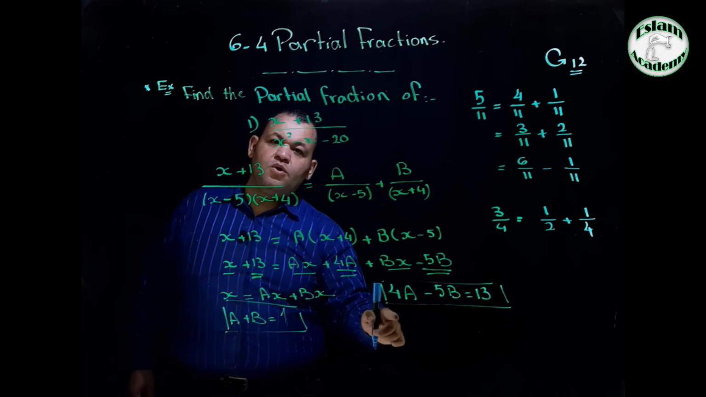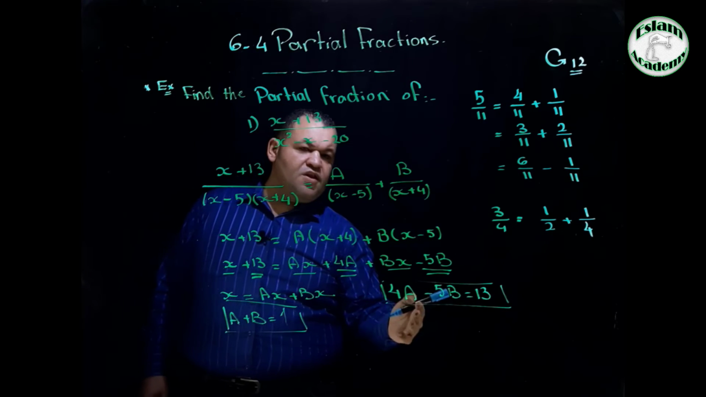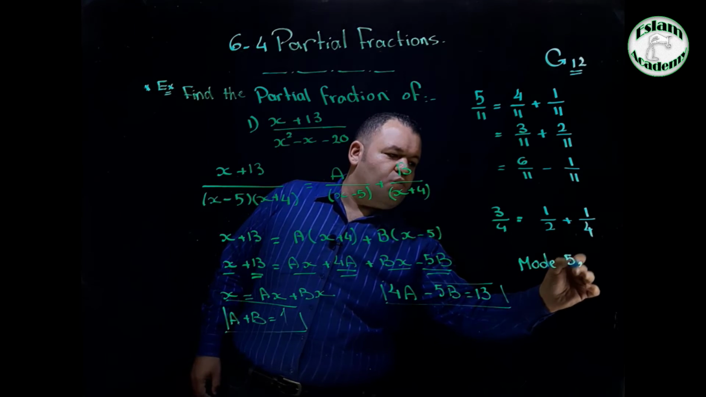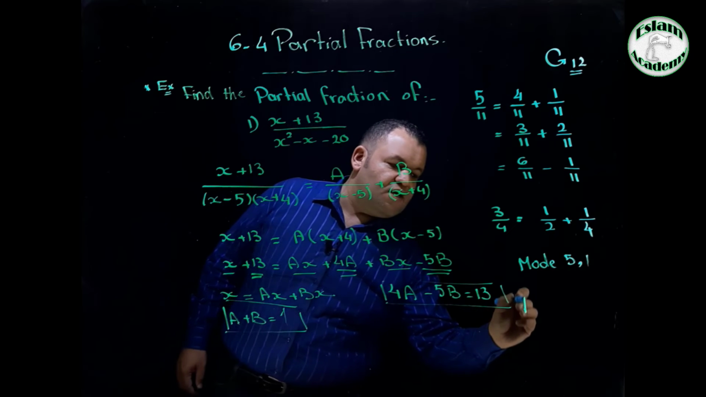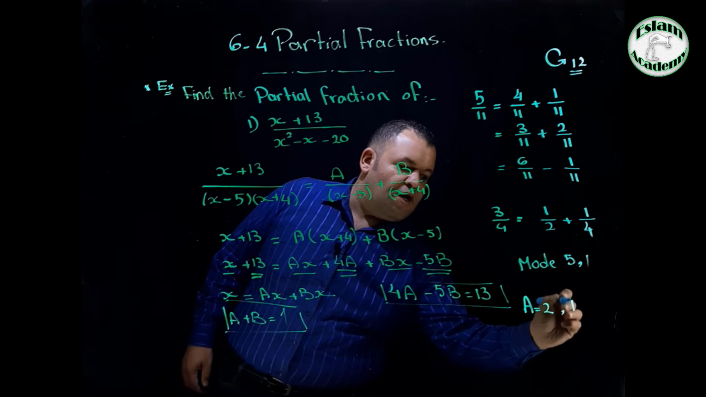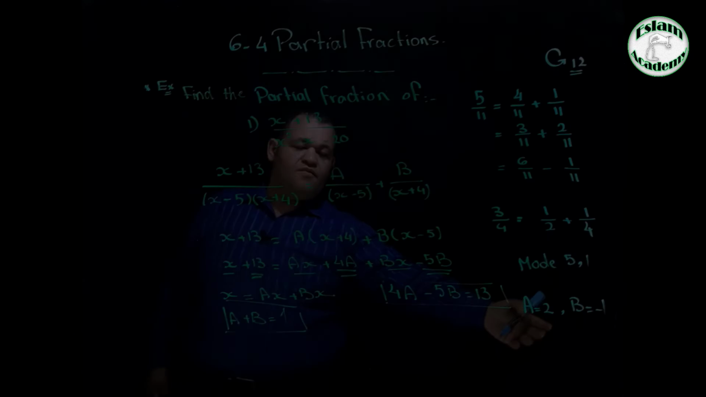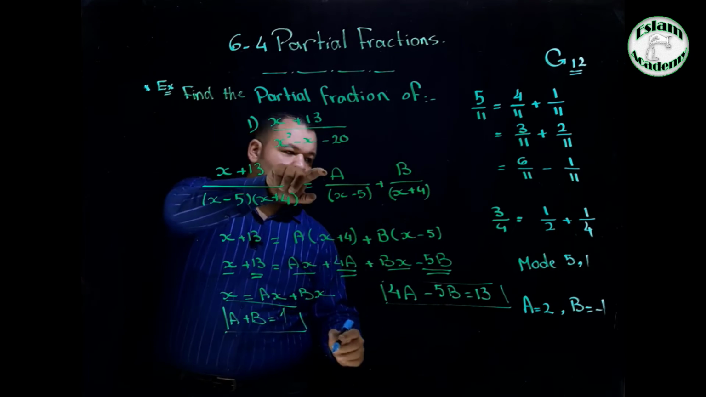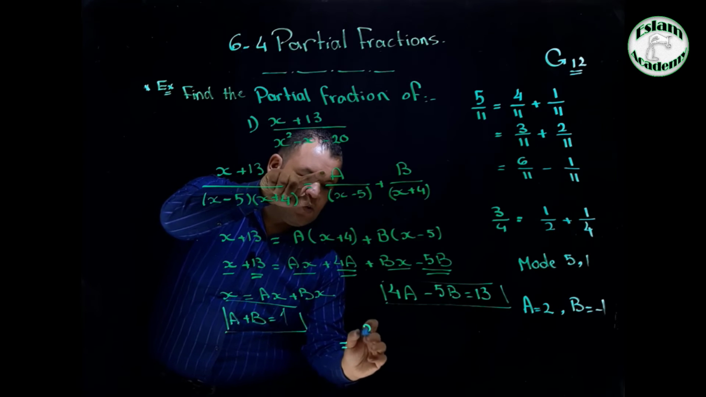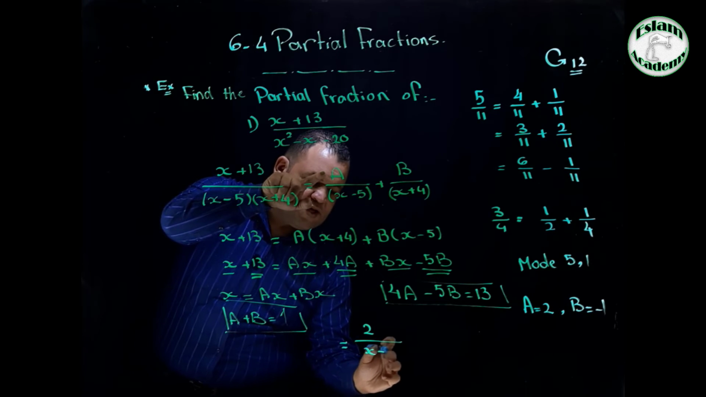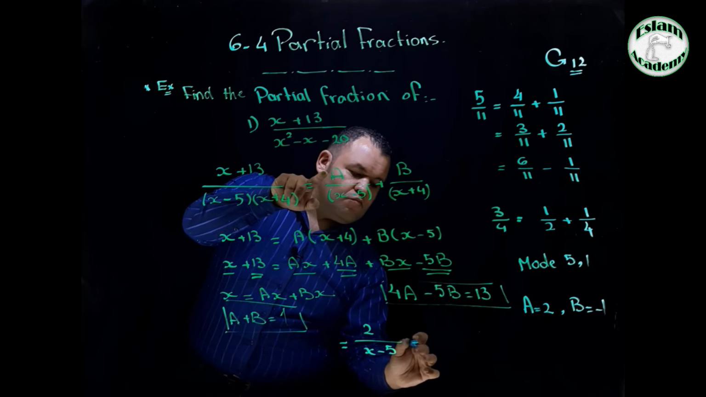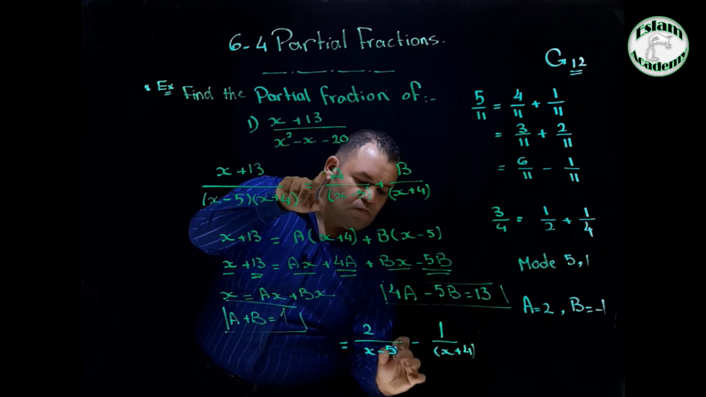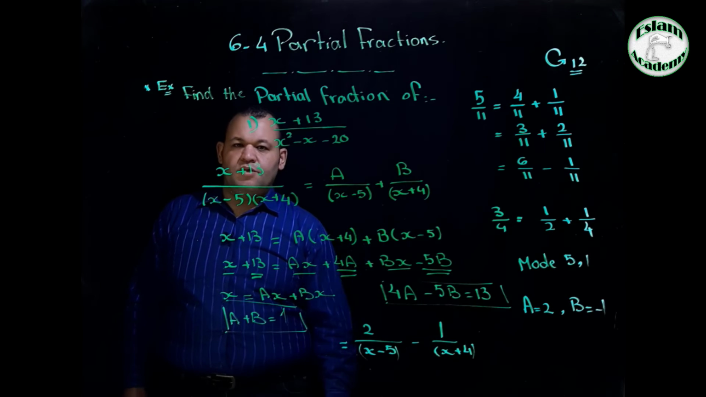You will find that we have two equations of the first degree. So we can solve the two equations by using the calculator, by using mode 5, 1. By using the calculator, you will find that a equals 2 and b equals negative 1. After finding the value of a and b, use substitution to find the value of the fraction. So instead of a, I will replace it with 2, so the expression now will be 2 over x minus 5, then minus 1 over x plus 4. And that's the partial fraction for question number 1.